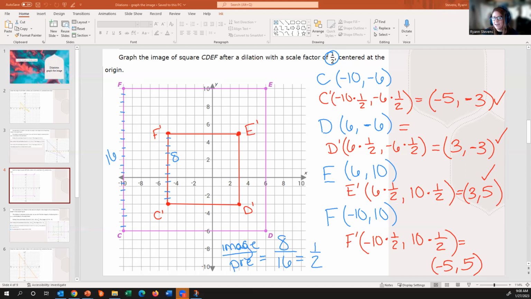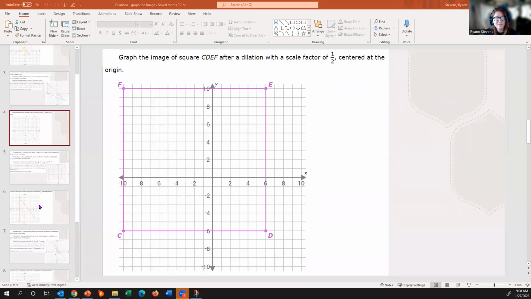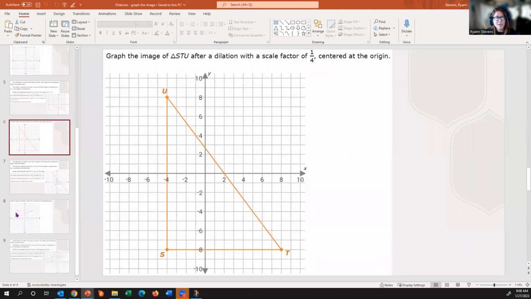Let's look at another example of this. So we'll move to this next one. We have the image of triangle STU. S, T, and U.